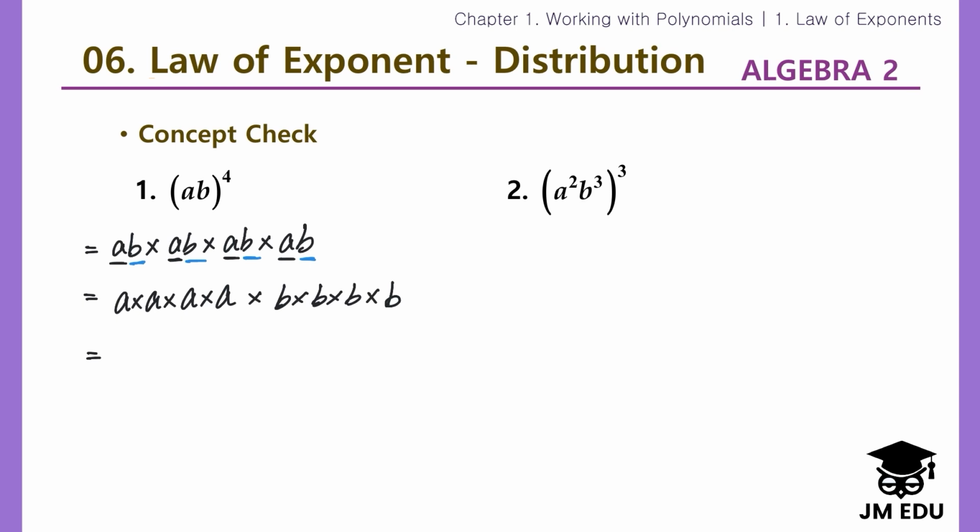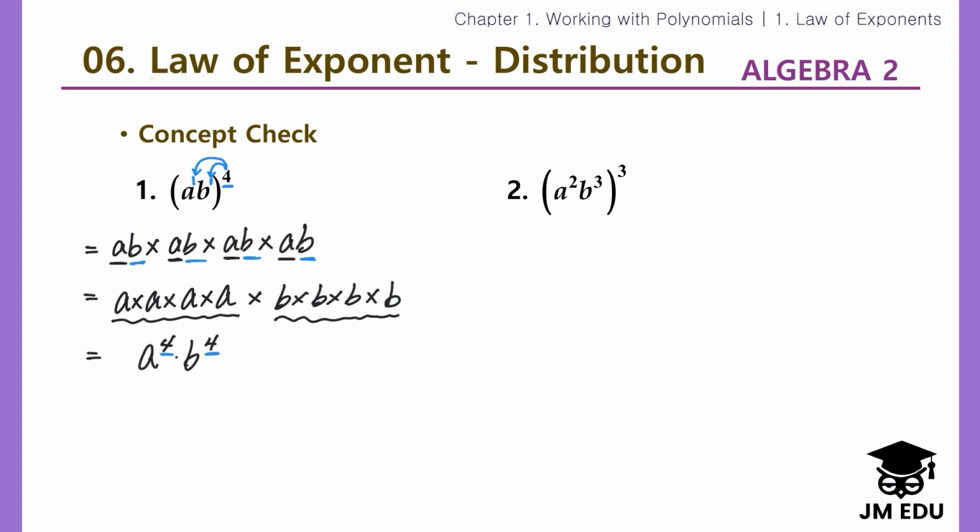So 4 A's are multiplied together. That's going to be A to the power of 4, right? 4 B's are multiplied together. That's going to be B to the power of 4, right? So our answer is A to the power of 4 times B to the power of 4, which means we can distribute this exponent to the power of 1 here. 1 times 4, 4 times 1, that's 1 times 4 right here.